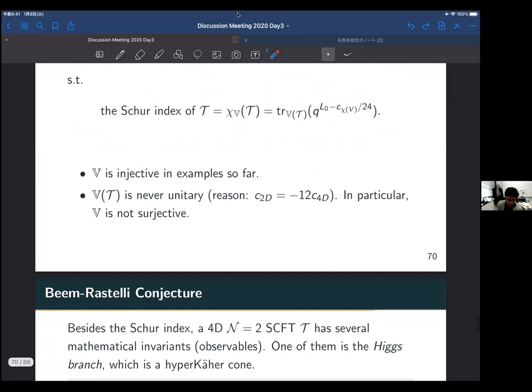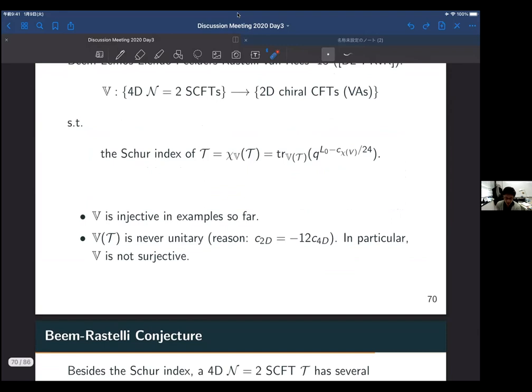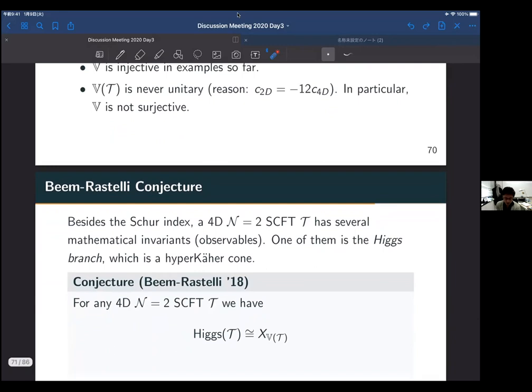So as I said, this is a very rich theory. You have several mathematical invariants other than the Schur index. And one of them is the so-called Higgs branch, which is a hyperkähler cone. So this is a geometric invariant. And the conjecture is that for any 4D theory, the Higgs branch can be recovered as the associated variety of the corresponding vertex algebra.